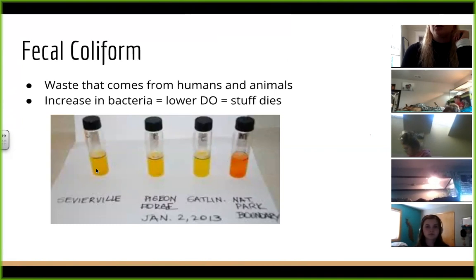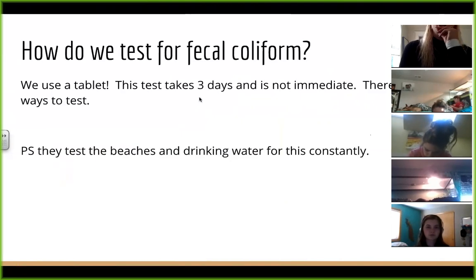If we get a yellow result like this, that means that there is not a significant amount. Again, real water quality testers can get this down to the exact number of how much fecal coliform there is, not just that it's there or not. If we're going to use a tablet, it's going to take 3 days. So we're actually going to have to wait to find out the results of this one. We're not going to know on the day that we do it.